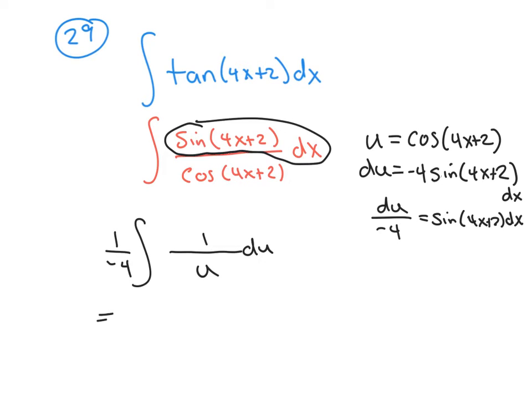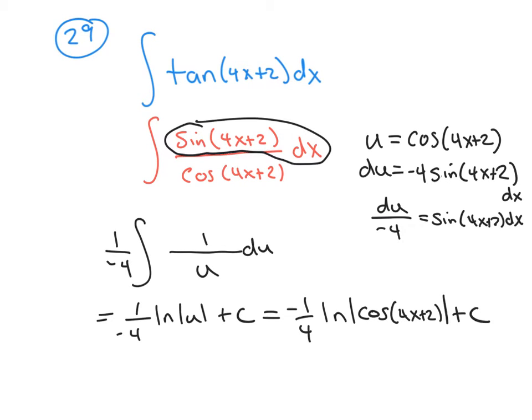And now this integral looks great because we should know the antiderivative of 1 over u. It's the natural log of the absolute value of u, plus c. So this will be negative 1/4 natural log of the absolute value of what we called u to begin with, which was cosine of 4x plus 2, plus c. Okay, so this is a perfect example of using an identity to make this basic looking integral have more parts. The more parts there are, often oddly enough, the easier the substitution can be.